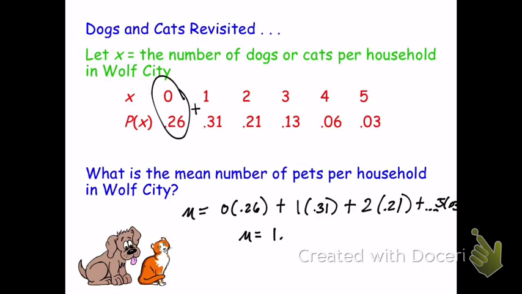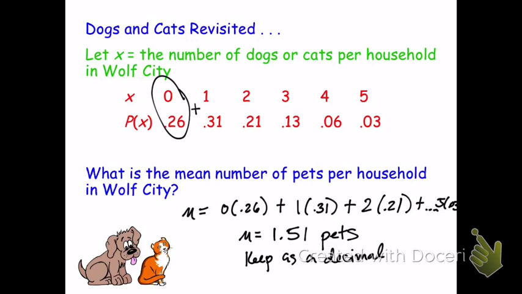1.51. Okay, 1.51 pets. Now, does it make sense to have 1.51 pets? No, it doesn't make sense to have half a pet, but when you have expected values, you keep them as a decimal. So even though it doesn't make sense in your head, don't round expected values. So keep as a decimal, even if it doesn't make sense.